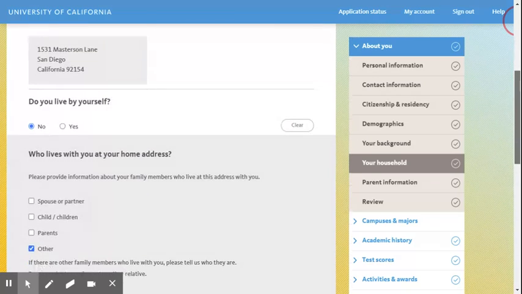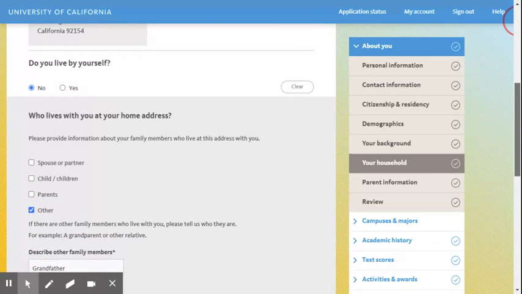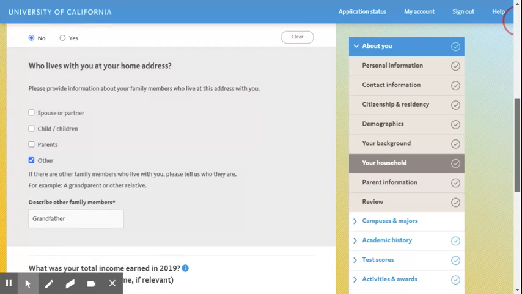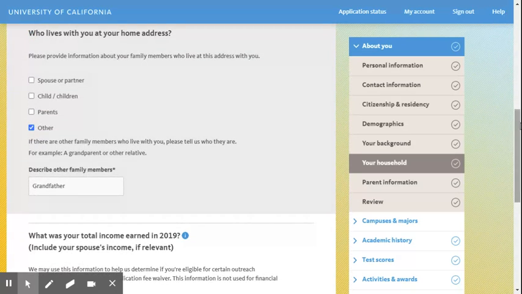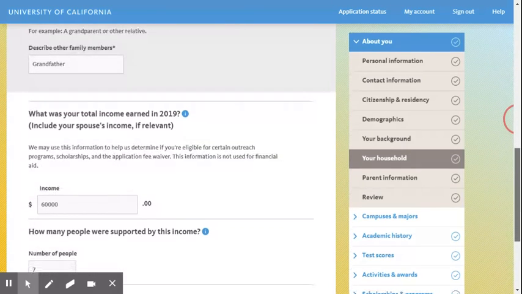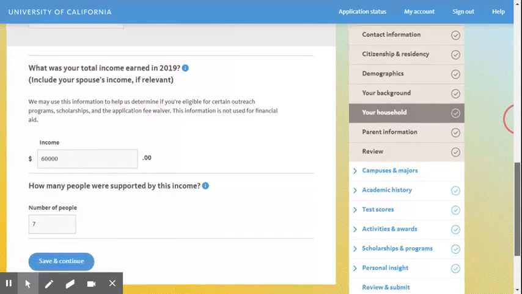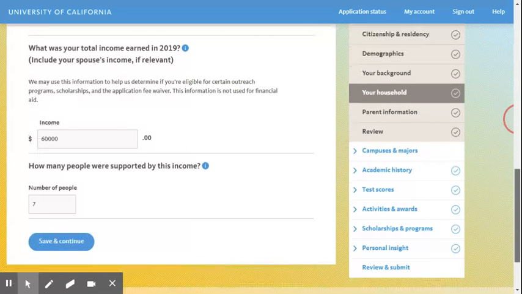Okay, so here's information here. Do you live by yourself? Most likely no. Who lives with you? If you have your parents, put the parents. In this situation, I put other, living with grandfather. And then what was the total income? So grandpa earns $60,000 a year. And then there's 7 people that live at home.